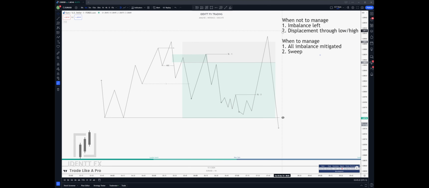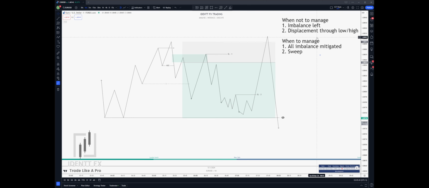So let's get right into the video here. I want to talk about two main things and then I'm going to cover some on the chart examples. So the first instance is when not to manage. I would personally say when you have imbalance left or when you have a reason overall where the market could return to a certain level, I would say do not manage at all.